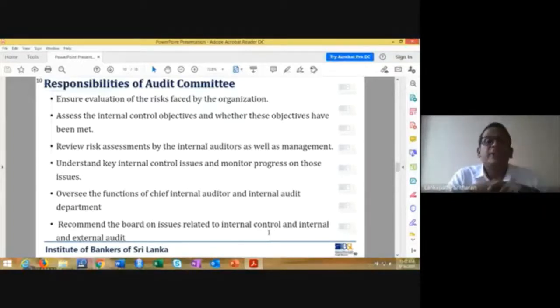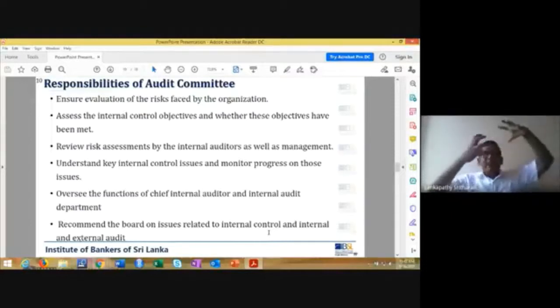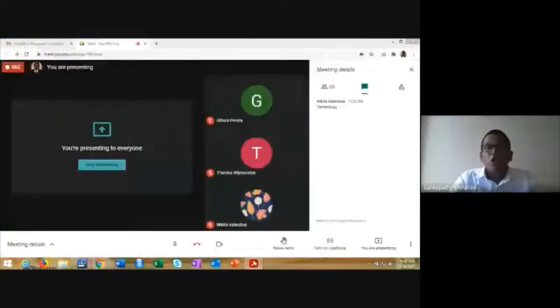So the audit committee will have direct control over the chief internal auditor and the internal audit department. So they have to have that overseeing function, and recommend to the board on issues related to internal control and internal and external audit. Actually, these people will have recommendations related to internal controls in the audit report, and the audit committee will also have the responsibility of recommending the external auditor to the management. So these are the responsibilities of the audit committee. Any questions you all wanted to ask?